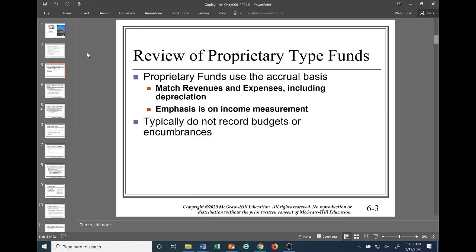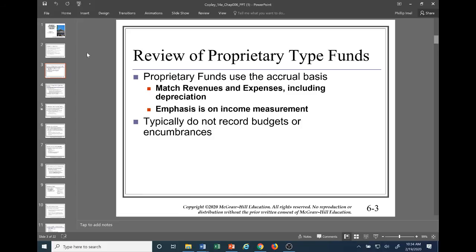So let's just do a little review of proprietary funds. Proprietary funds use the accrual basis of accounting, right? So they're doing the economic resource measurement focus. Since they use the accrual basis of accounting, we want to match revenues with expenses, and we're also going to account for depreciation. This sounds familiar from intermediate. And the emphasis is on income measurement. So same thing, we're worried about net income, what income is.